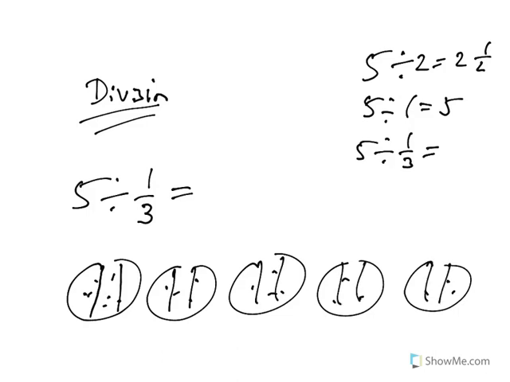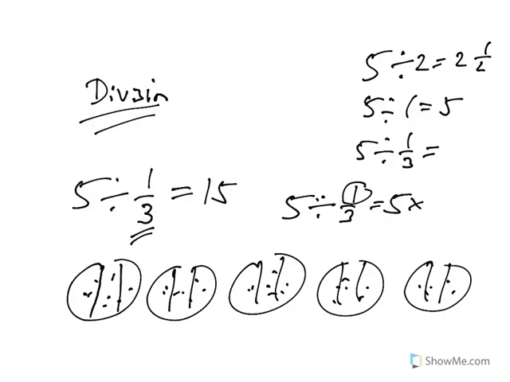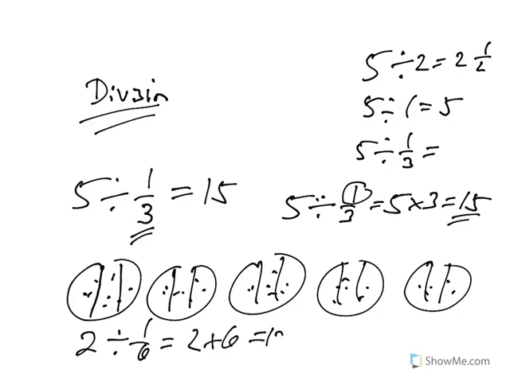And you could see it's 1, 2, 3, 4, 5, 6, 7, 8, 9, 10, 11, 12, 13, 14, 15. So 5 divided by 1/3 is 15. Because there are 15 thirds in 5, 3 in each one. And I think it's interesting to say, well, 5 divided by 1/3, if there's a 1 on top, is the same thing as 5 times the denominator. So you can do 2 divided by 1/6 is the same thing as 2 times 6, which is 12.